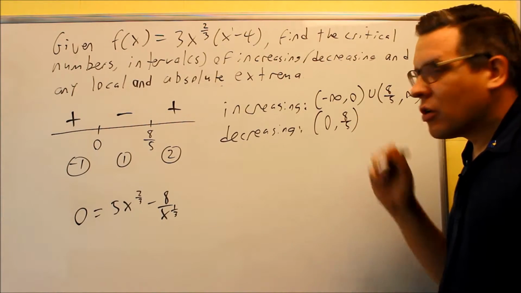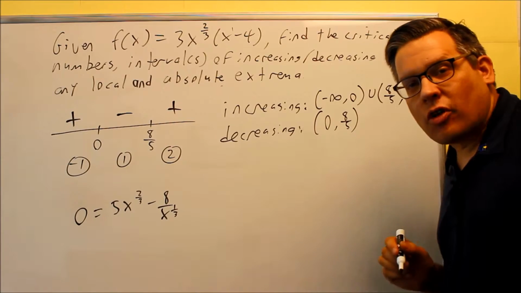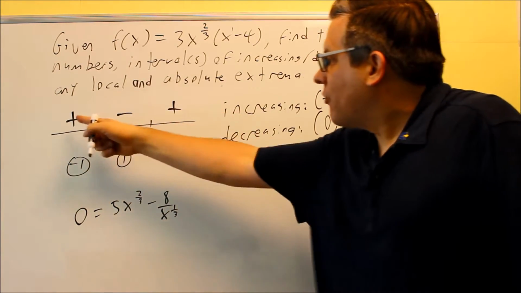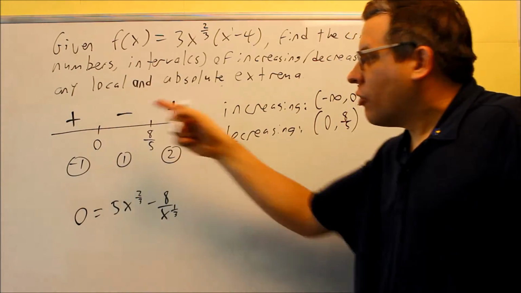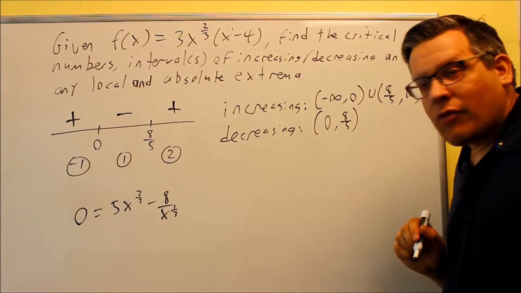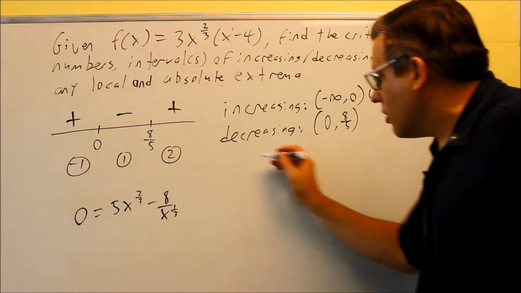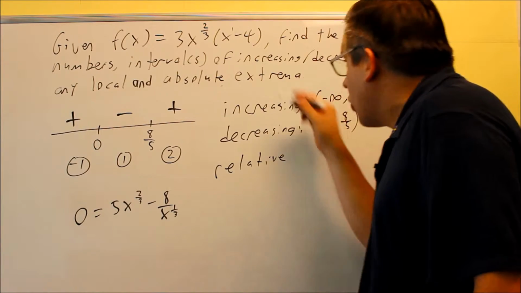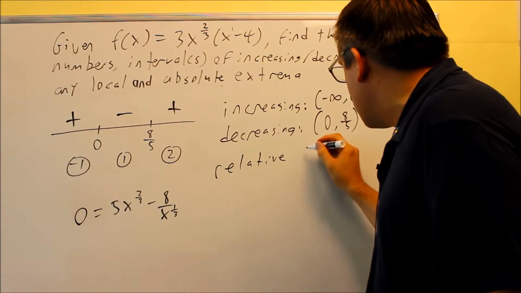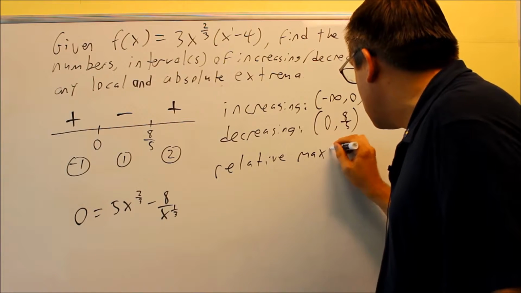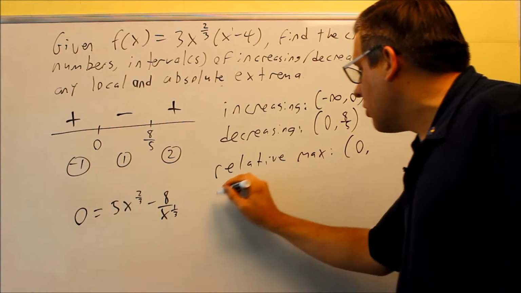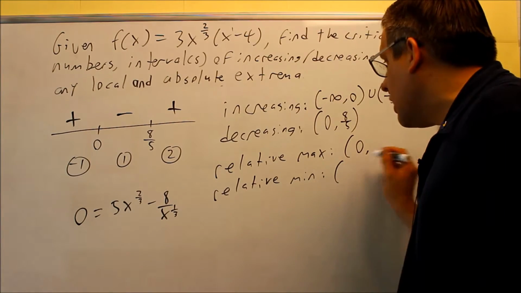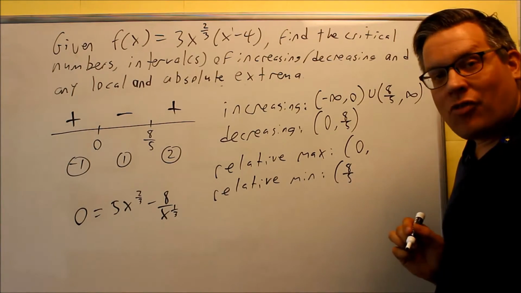Next, let's take a look at the local min and local max. We're going to use our first derivative test for this one. If you look at your sign configuration here, if you have a plus going to a minus, that means that you're going to have a relative max at 0. We can do relative or local. Again, doesn't really matter. You can use both of those. We'll use relative max. That's going to occur at 0. The relative or local min is going to occur at 8/5.